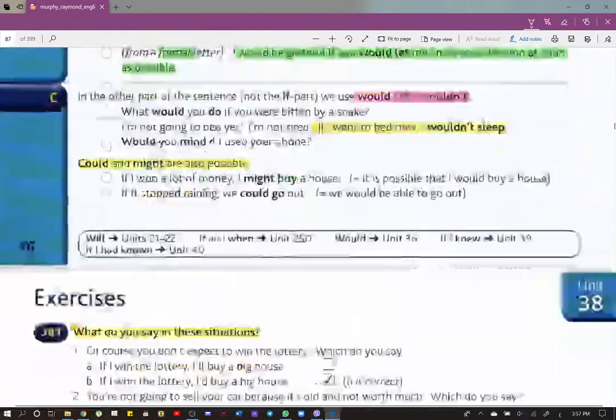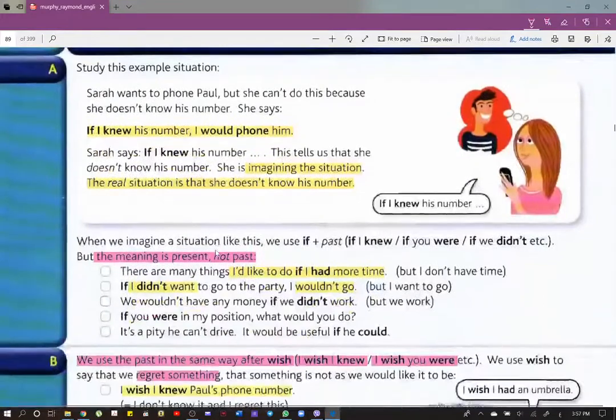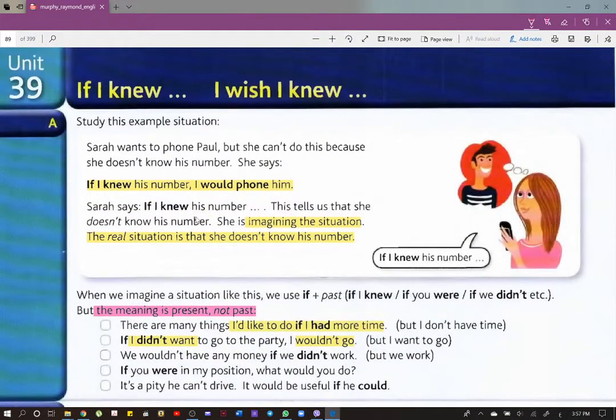Okay. Now the third case is the impossible. This is the impossible. This is our topic for today, which is unit 39. Why is it impossible? Because it is something which is not real. It is unreal. So for instance, look at these two pictures. Now, Sarah doesn't have Paul's telephone number. She doesn't have it. Okay? So she says, if I knew his number, I would phone him.